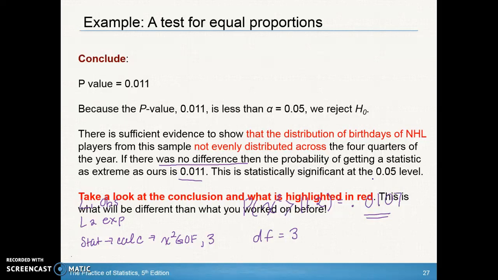Okay, so now take a look at the conclusion that's highlighted in red. This will be different than what we talked about before, because we're not saying that the means are the same or different. We're talking about the distribution of the birthdays not being evenly distributed. And then make sure from here that since we rejected the null, you do a follow-up analysis. With that follow-up analysis, you're going to state which one is the most different.